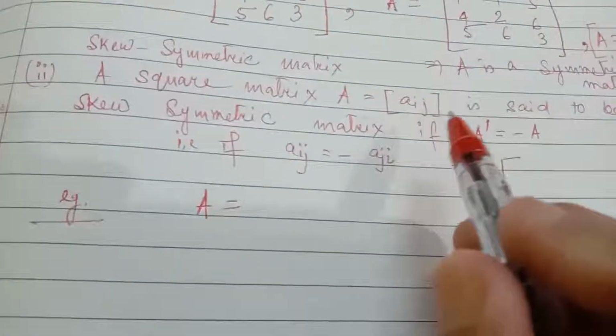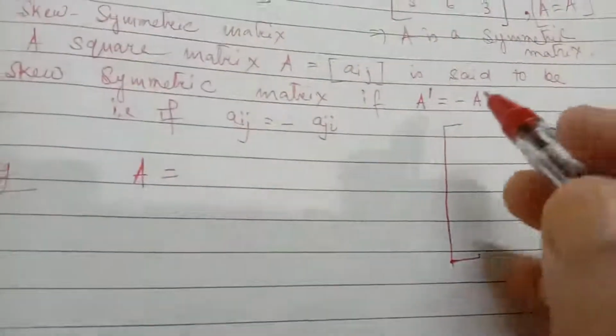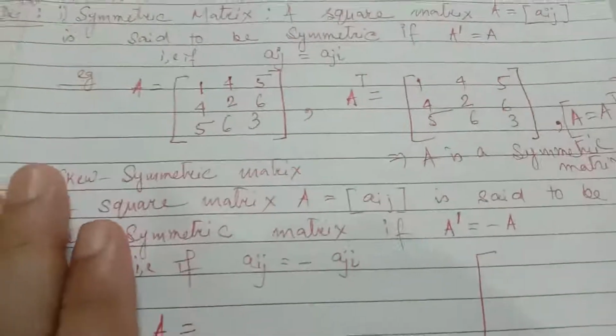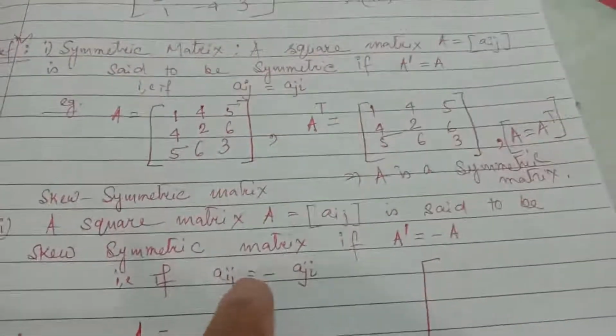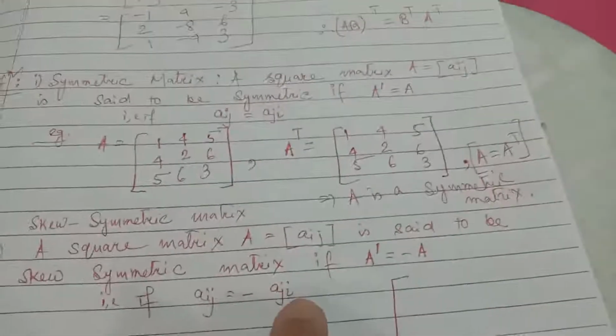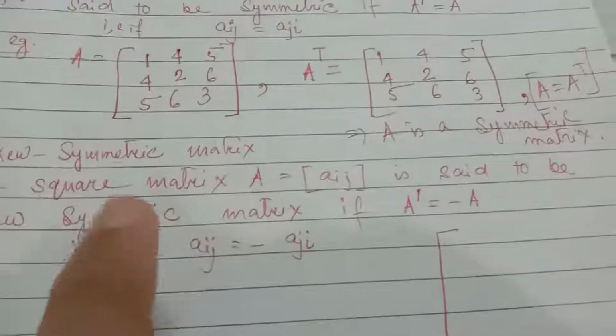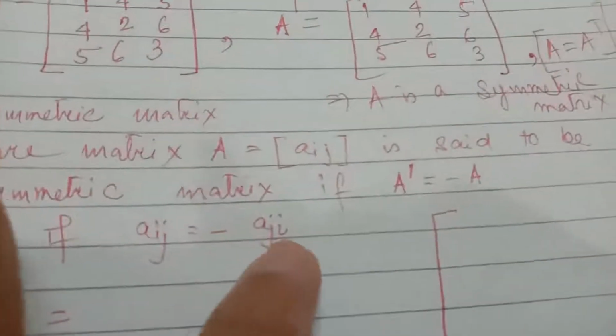In a square matrix of order 2 or order 3, there will be diagonal elements also. Now for any element, in case of a skew symmetric matrix, the element in the ith row, jth column is equal to minus of the element in the jth row, ith column. The element aij is equal to minus of aji.